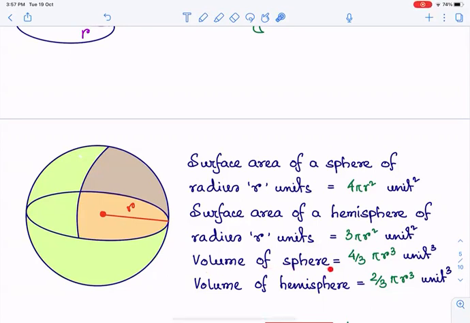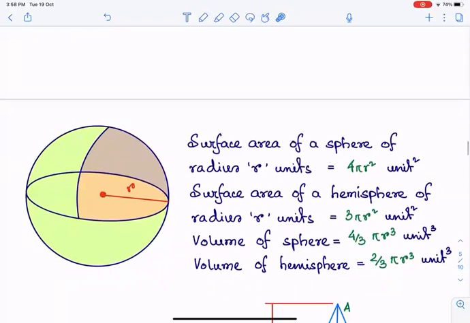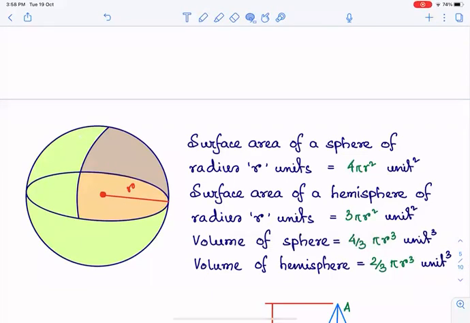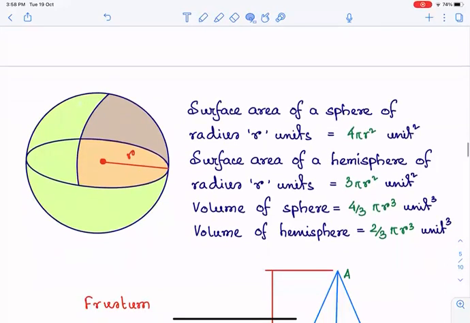The volume of the sphere will be 4/3 pi r cube, and the volume of the hemisphere will not have any such other impact, and it will definitely give you the volume 2/3 pi r cube. Is that okay with everyone? Yes.